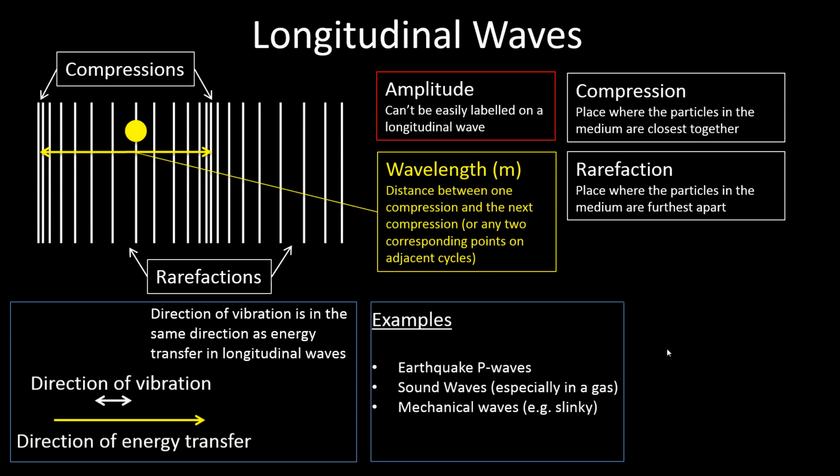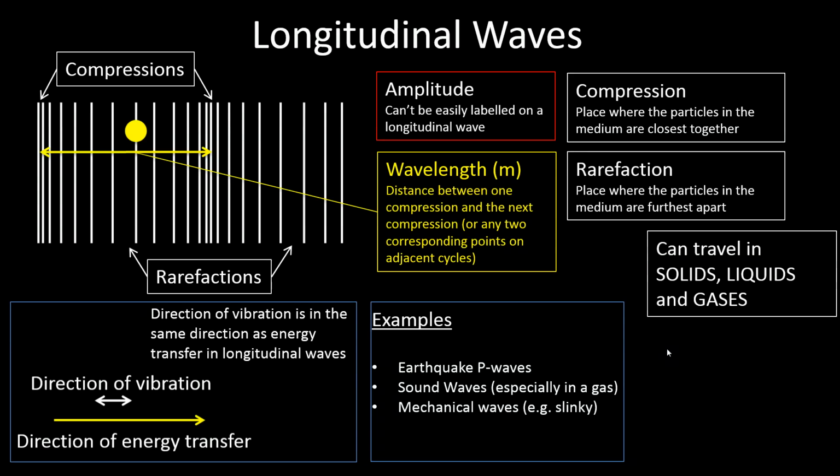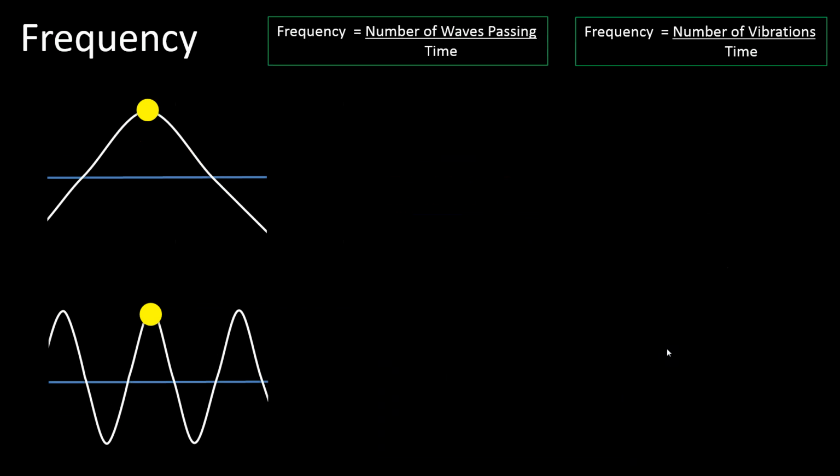And examples of this type of wave would be P waves from the earthquake. So the primary earthquake waves have this characteristic where the direction of vibration is the same direction as the energy transfer. And sound waves in air have this as well. And mechanical waves, again, you can make a slinky do this by pushing the end of it backwards and forwards rather than side to side like you would do for a transverse wave. So those are the two main types of waves, and the key thing about longitudinal waves, which is going to be really important when we talk about looking at the structure of the Earth, is that they can travel through any substance.